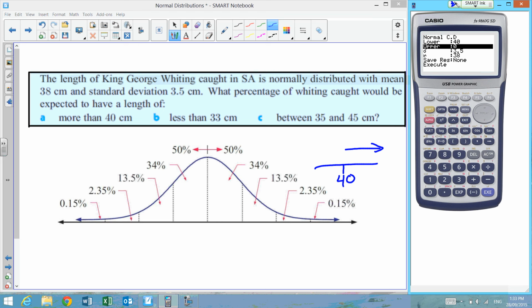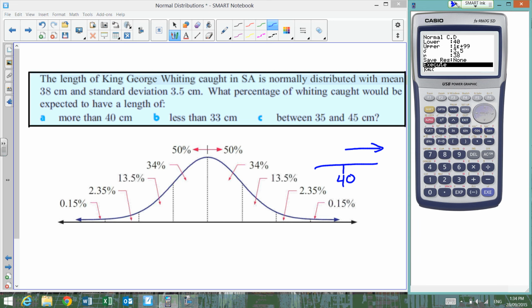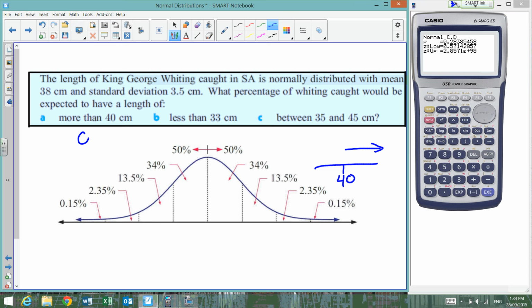And my upper limit, well, I don't know what my upper limit is. It could be the biggest fish possible. To work that out, I'm just going to put in E99. So what that's telling me is it's an extremely large number. If I scroll down to execute, my p-value, probability, is 0.28. So my probability is 28% that I'll catch a fish more than 40 centimeters.